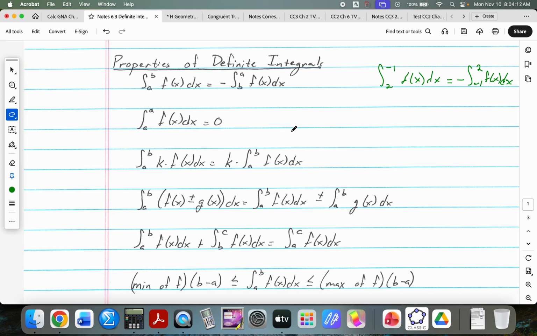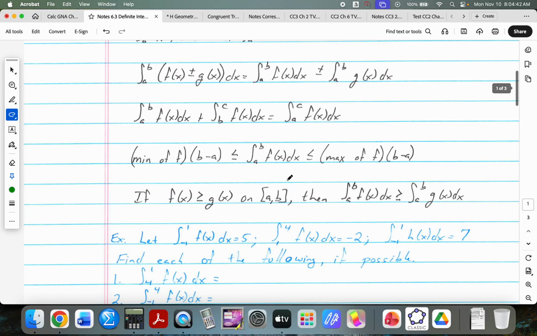If you have a constant multiplied times a function, just like with derivatives, you can simply factor that out. So if you have the integral from a to b of a constant times f of x, that's equal to the constant times the integral from a to b of f of x dx. This will occasionally make things a little nicer within your integrand if you can factor something out.